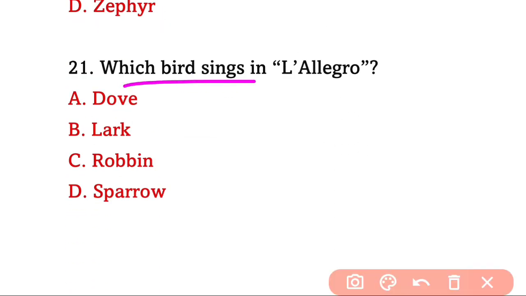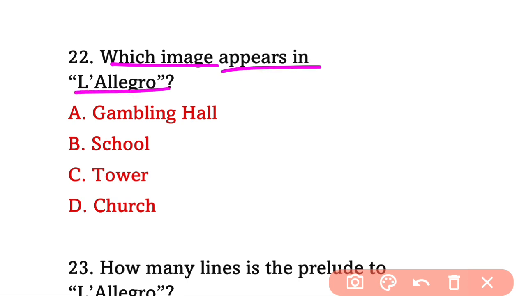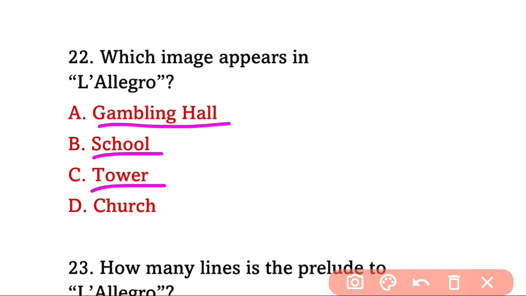Next question, question number 21. Which bird sings in L'Allegro? Dove, lark, robin, sparrow. What will be the answer? The answer will be lark. Option B is correct. Next question, question number 22. Which image appears in L'Allegro? A gambling hall, school, tower, church. The answer will be tower. Option C is correct.